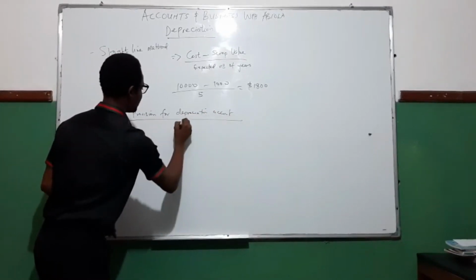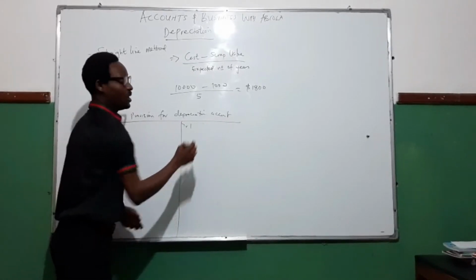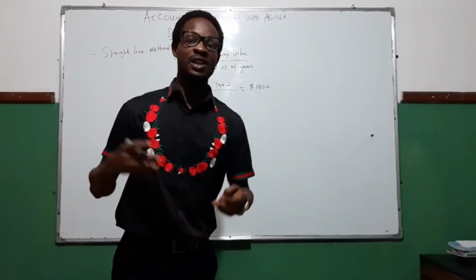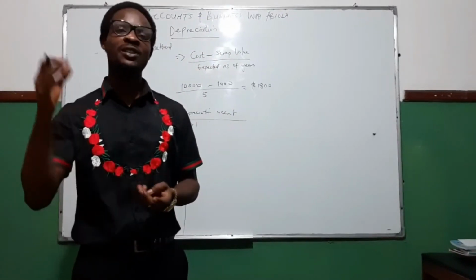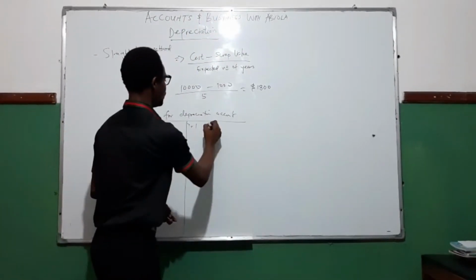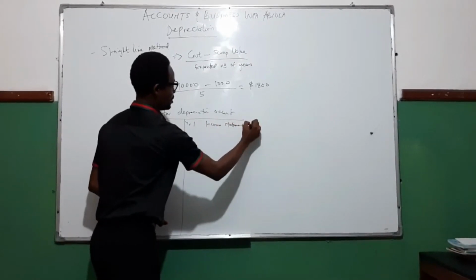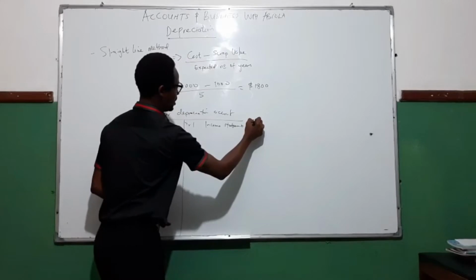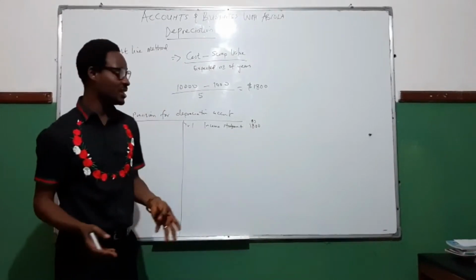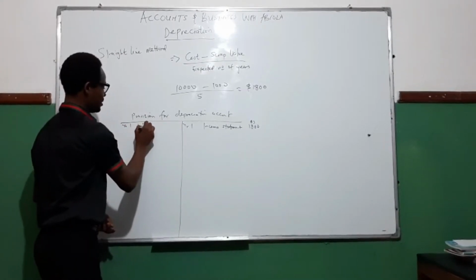That means if you are preparing depreciation schedule, our provision for depreciation account will be prepared this way. Year 1, provision for depreciation is an expenditure in income statement. Hence, the value for each year will be charged to income statement as an expenditure. So income statement, $1,800. So that is it for year 1. That's what we are charging. Then year 1 here will balance it.